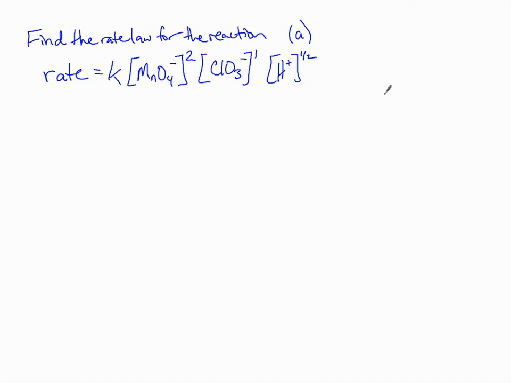So the next question says, calculate the value of the rate constant K, including units. And so what we do is, we have a value for rate, we have a value for permanganate, for chlorate, and for hydrogen. We have numbers for everything except for K, and so all we have to do is put all these together and solve for K.